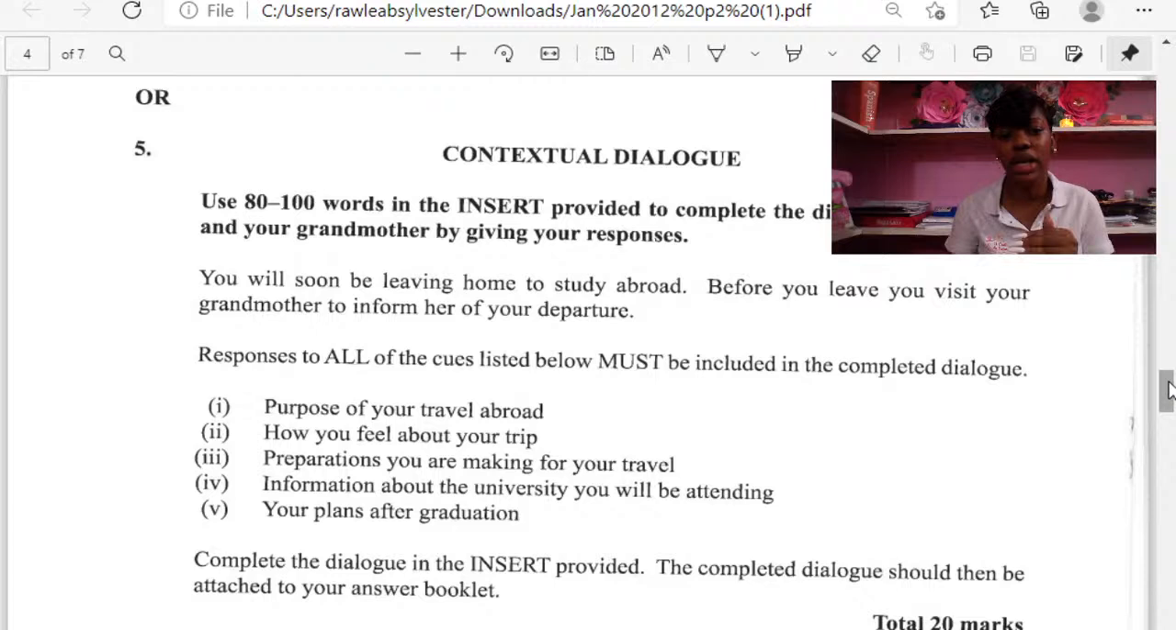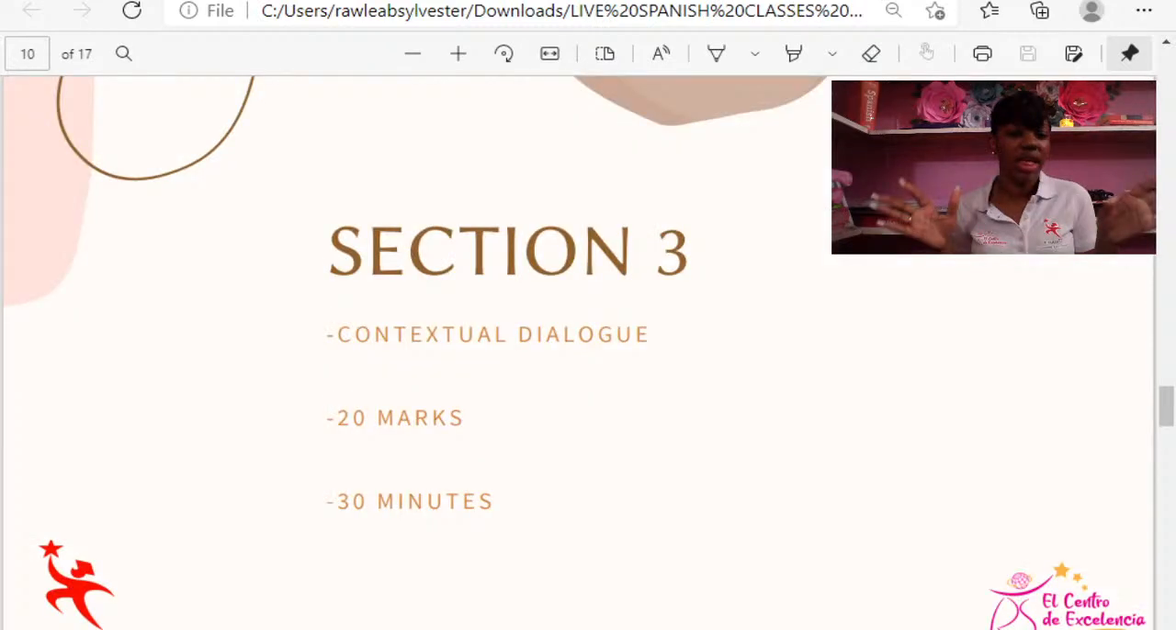Also, for this section, what I would recommend is 30 minutes. You cannot stay too long on this section because remember, I would have said section 1, 30 minutes, section 2, 35 to 40 minutes, and section 3, 30 minutes. So that's already 1 hour and 40 minutes gone right there. So you have to time yourself when you're doing your past papers. Make sure you time yourself.